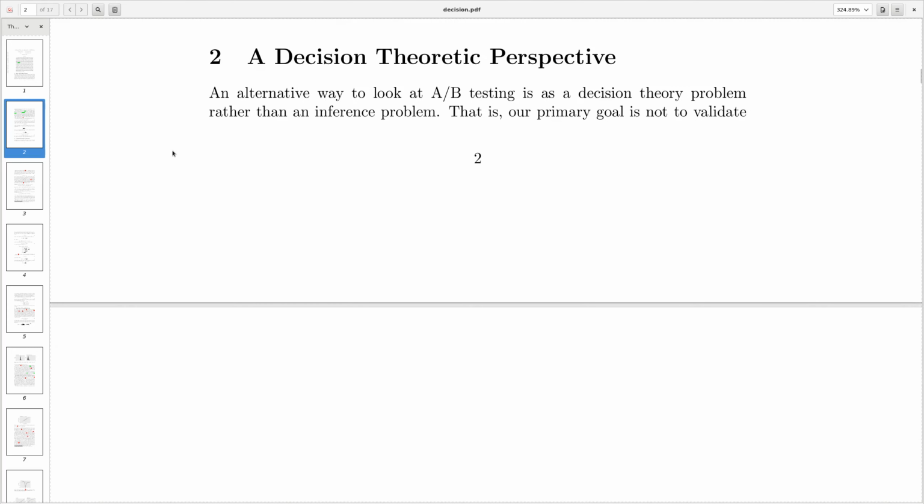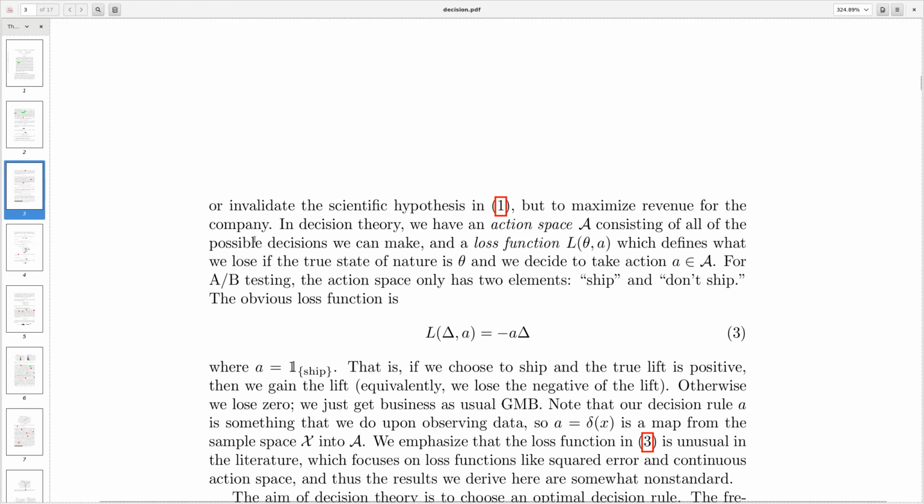A decision-theoretic perspective. An alternative way to look at A/B testing is as a decision problem rather than an inference problem. That is, our primary goal is not to validate or invalidate the scientific hypothesis, but to maximize the revenue for the company. In decision theory, we have an action space, A, consisting of all of the possible decisions we can make, and a loss function, L, a function of theta and A, which defines what we lose if the true state of nature is theta and we decide to take action A in this set.